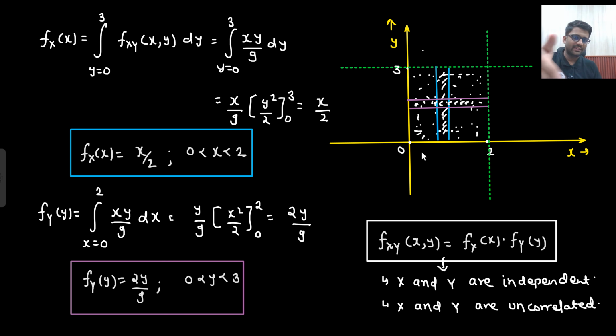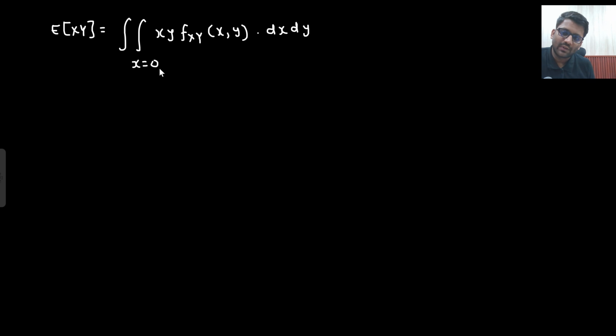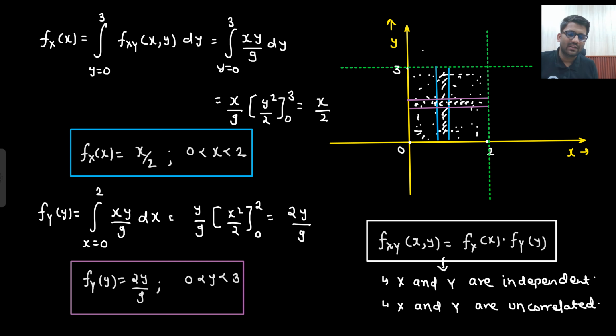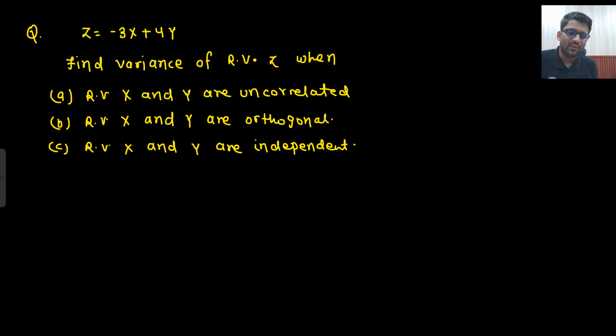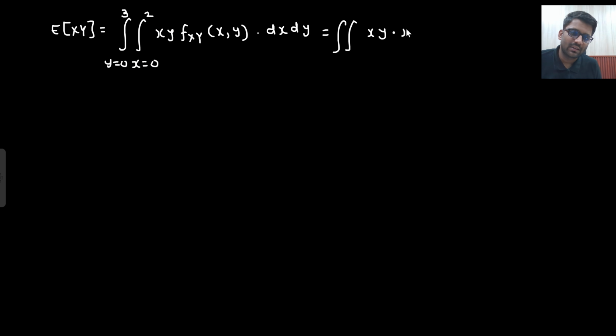You can take any strip, x will go from 0 to 2, y will go from 0 to 3. Very simple. And directly you can see here that it will surely not come out to be 0, right? Or you can see xy. What is the value of fxy? Value of fxy is xy by 9. Dot dx dy. Limit of x going from 0 to 2, limit of y going from 0 to 3.